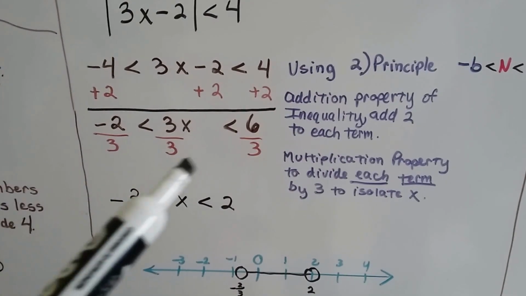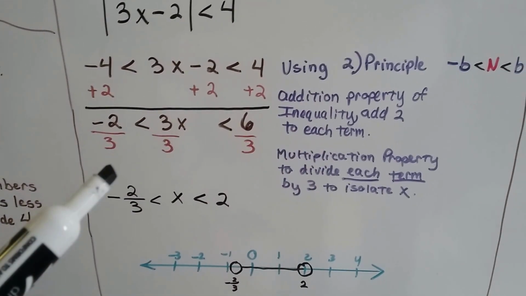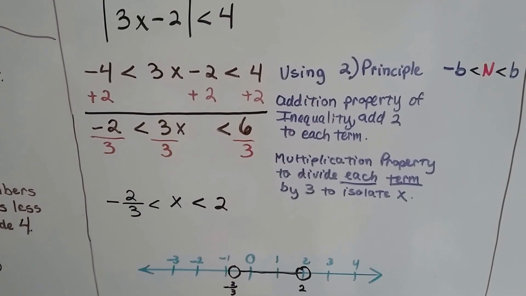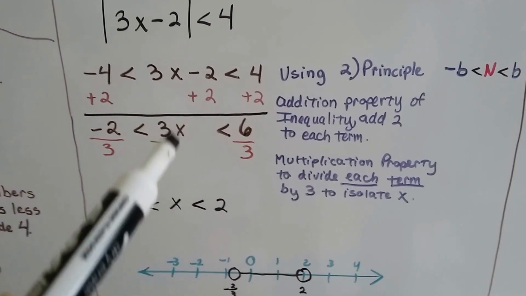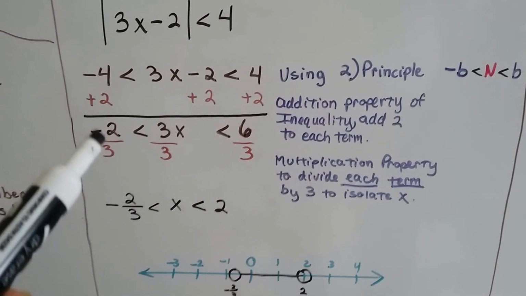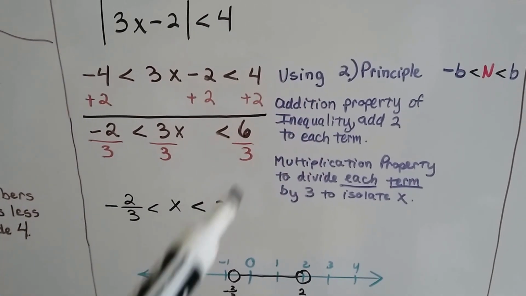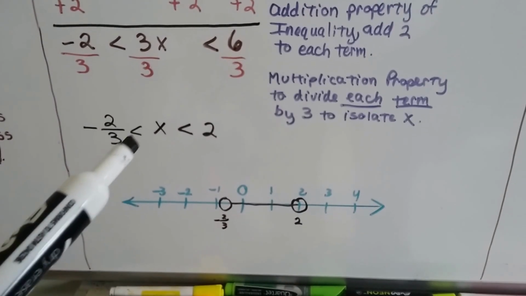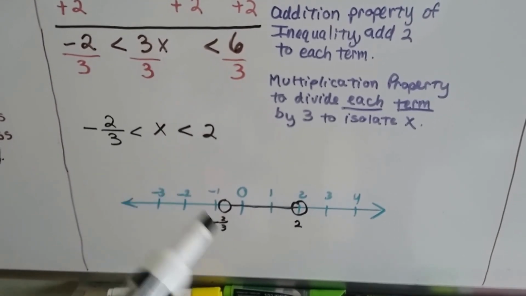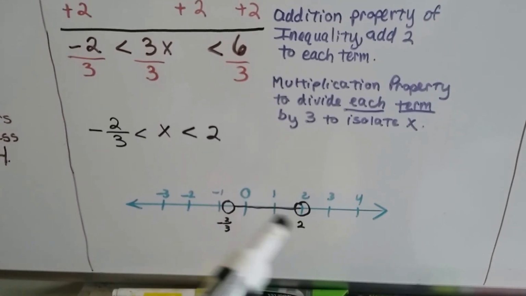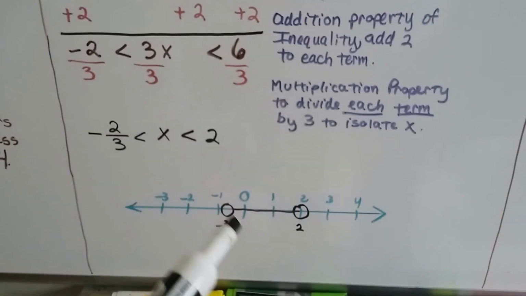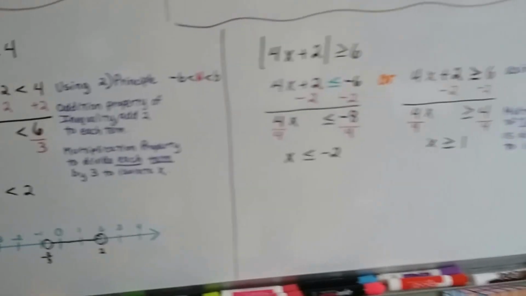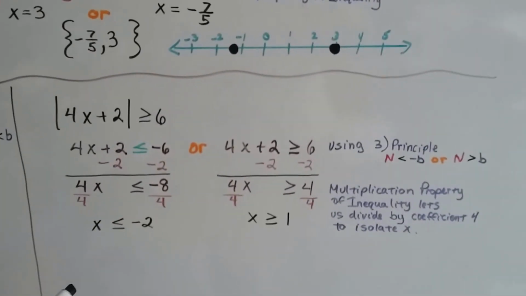And now, because of the multiplication property of inequality, we can divide each term by this 3 coefficient of x. See that? So that's going to create 1x. That's going to give us negative 2/3, and that's going to give us a 2. And we can graph this. X is greater than a negative 2/3, and it's less than a 2. And it doesn't include them because it doesn't have or equal to, so we're using the open circles. See that?